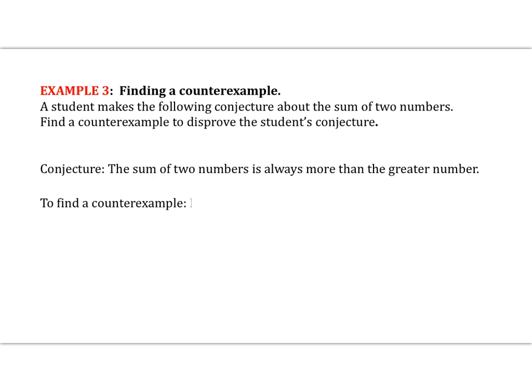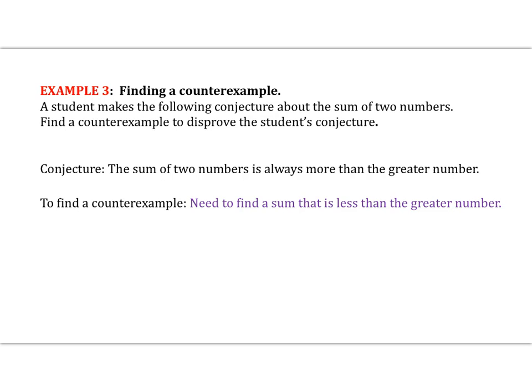All right, now let's talk about counterexamples and finding them. A student makes the following conjecture about the sum of 2 numbers. Find a counterexample to disprove the student's conjecture. Remember, a counterexample is just an example that proves the statement false. So the conjecture that we're trying to prove false is that the sum of 2 numbers is always more than the greater number. So what could be a counterexample?